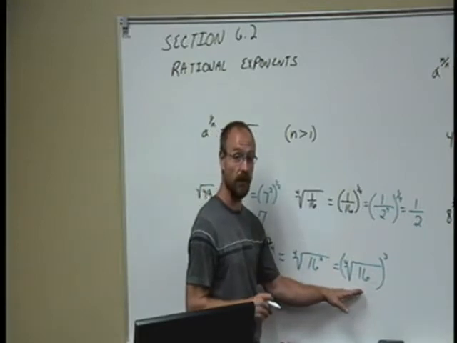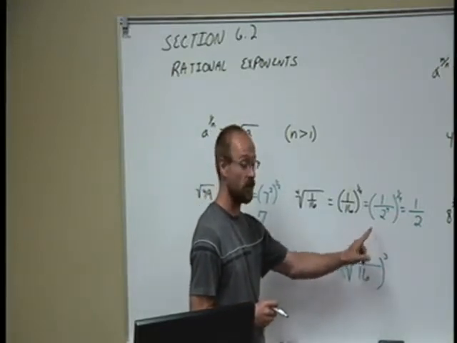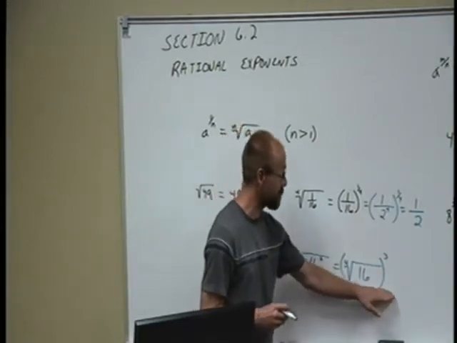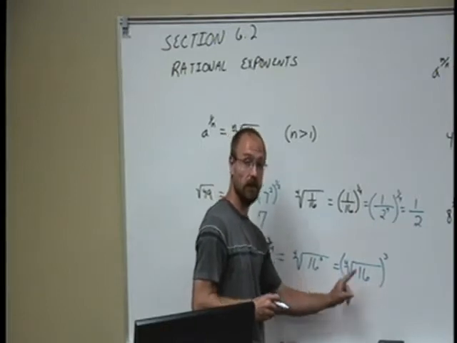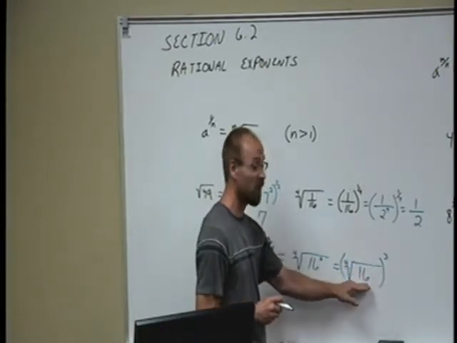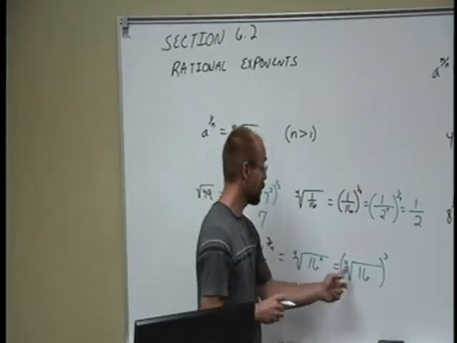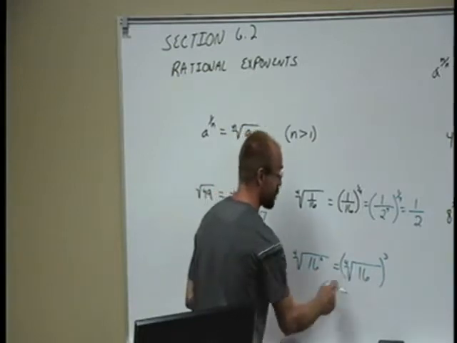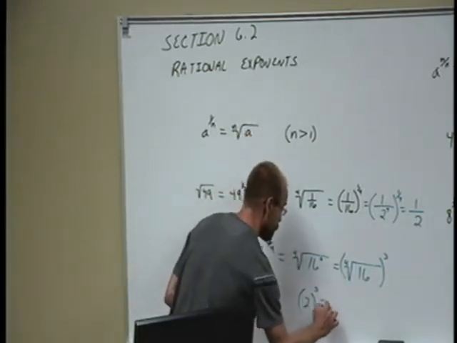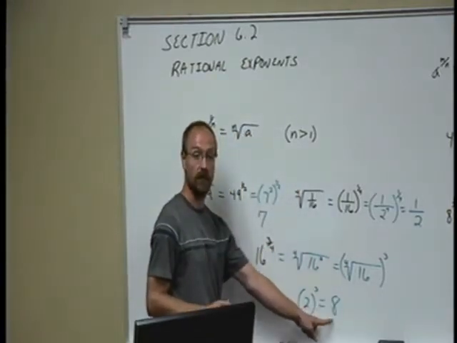But if we look at this method here, well, the fourth root of 16 is 2, as we've seen in this example, and 2 cubed is 8. This is my preferred method because if we can take roots before we apply powers, we're going to actually deal with smaller numbers because roots give us smaller numbers. So if we simplify this, the fourth root of 16 is 2, and 2 cubed is 8. So 16 to the 3/4 power is 8.